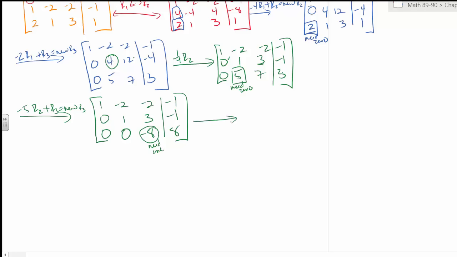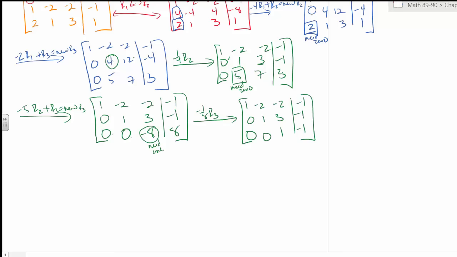So in order to get 1s, we multiply by the reciprocal. So we're going to multiply by -1/8 times row 3. And so that looks like first and second rows not changing. 1, -2, -2, -1. 0, 1, 3, negative 1. Bottom row, multiplying by the reciprocal. Negative 1/8 times 0 is 0. Negative 1/8 times the second 0 is 0. Negative 1/8 times negative 8 is 1. And negative 1/8 times positive 8 is negative 1.